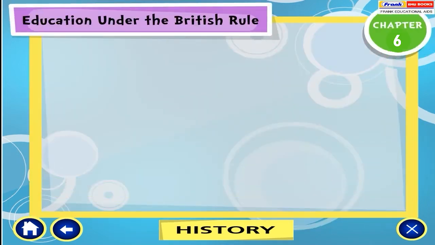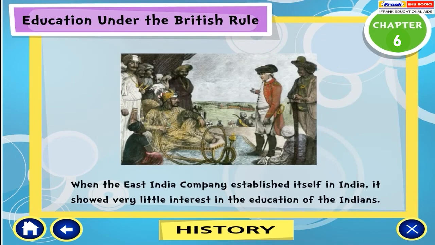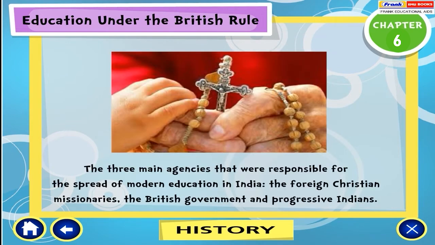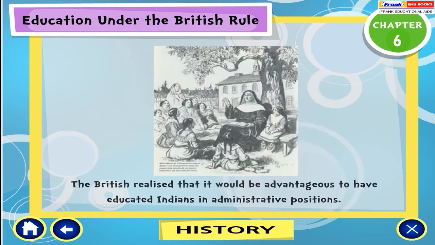Education under the British rule. When the East India Company established itself in India, it showed very little interest in the education of the Indians. The three main agencies that were responsible for the spread of modern education in India were the foreign Christian missionaries, the British government, and progressive Indians. The British realized that it would be advantageous to have educated Indians in administrative positions.